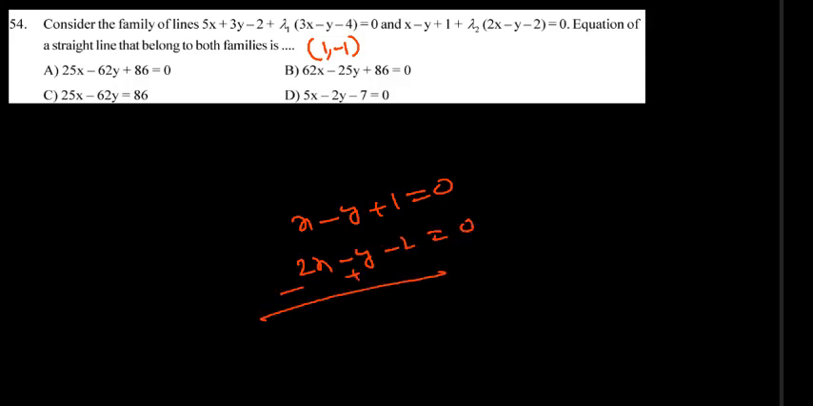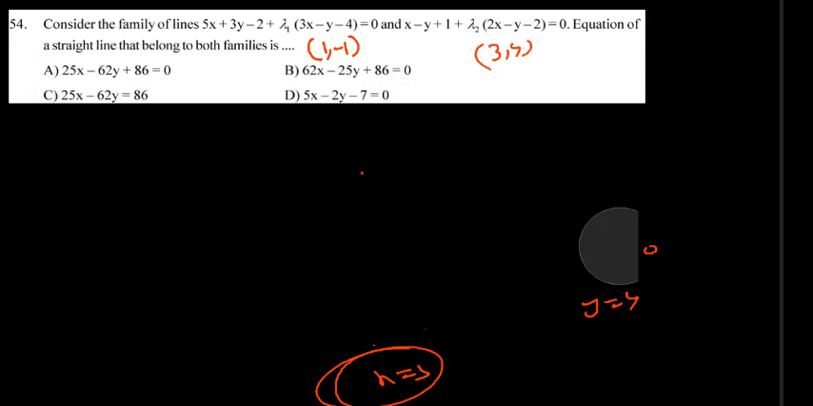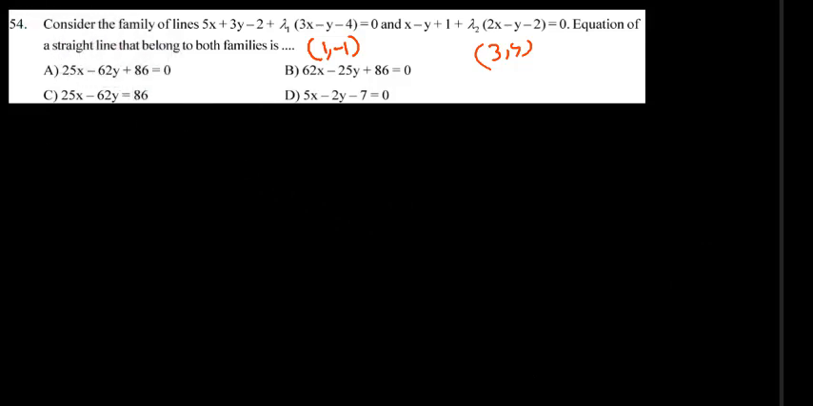Next, second family. So x minus y plus 1 equal to 0 should be solved with x minus 2y minus 2. Just subtract, minus y plus 2y, these two get cancelled. Minus x plus 3 equal to 0, x equal to 3. Substitute x in any one of the equations. 3 minus y plus 1 equal to 0, y equal to 4, means 3 comma 4. Now I want to find the equation which passes through 1 comma minus 1 and 3 comma 4.